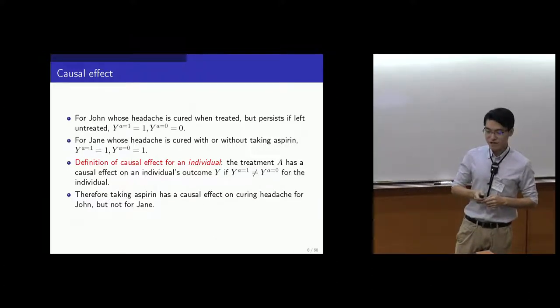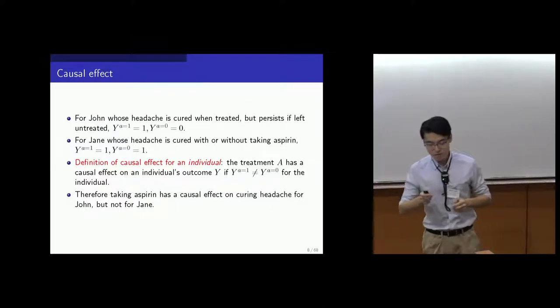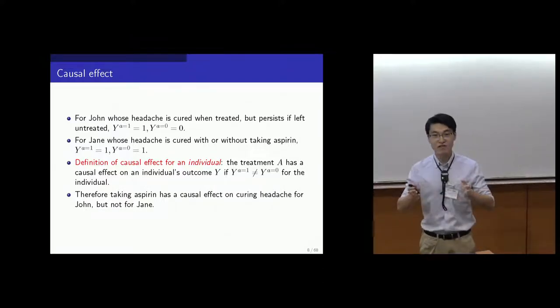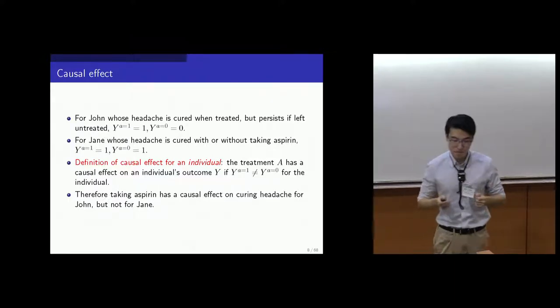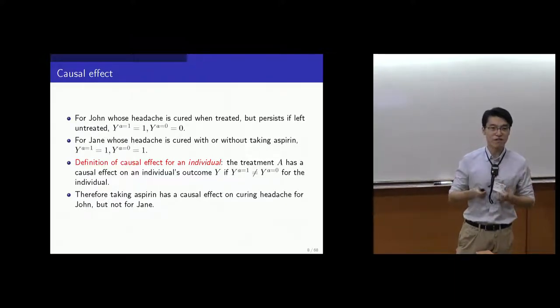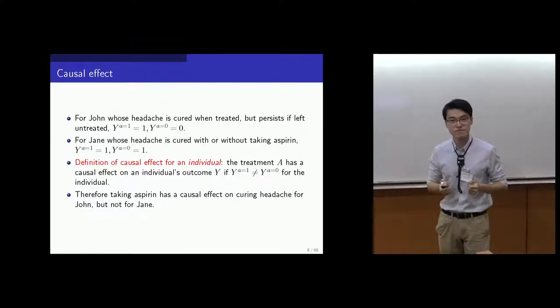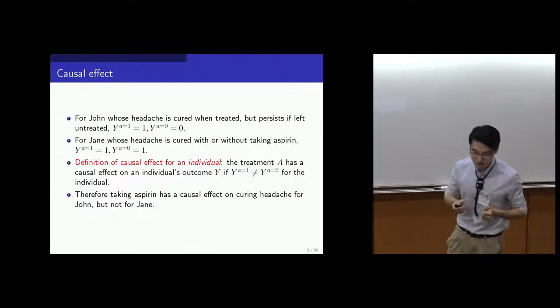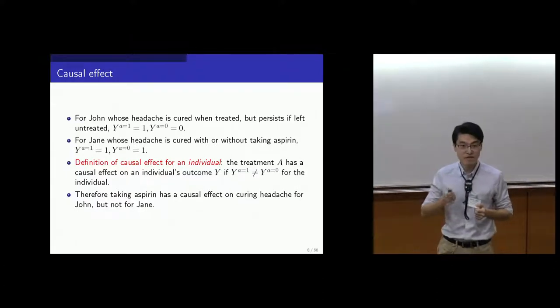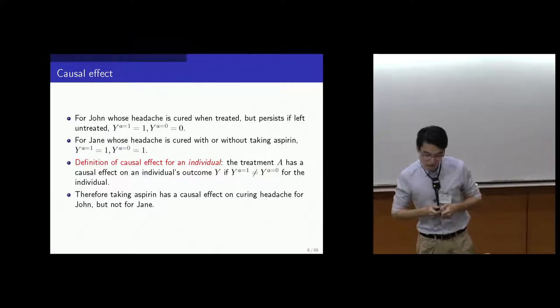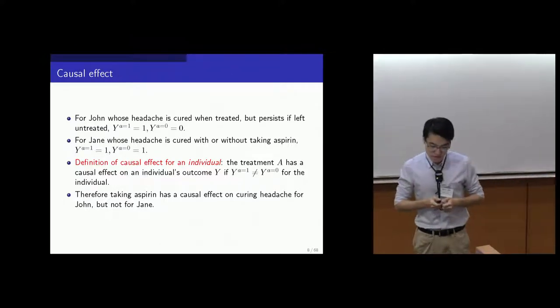So one thing to emphasize is that these two potential outcomes are there already for each individual. Okay? So we did not talk anything about treatment assignment or things like that. So these are latent variables for each individual. Okay? We have not even talked about treatment assignment mechanism. Okay?